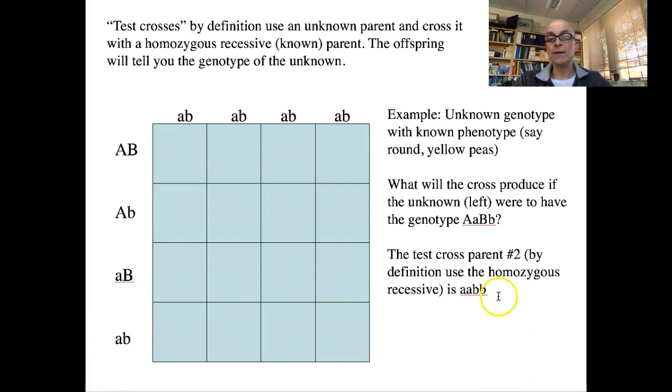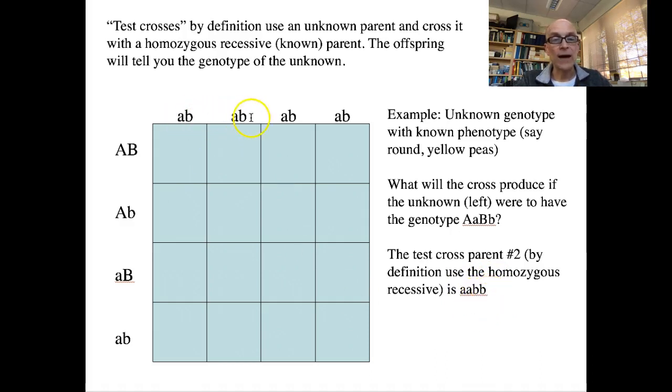Now for this guy, what are our possibilities for the gametes? Well, it's little a, little b, or this little a and that little b, or this little a and this little b, or this little a and that little b. So this one doesn't make that many different types of genotypes. All of the gametes will have the same genotype. That's the reason why you use a test cross, because it doesn't add any more confusion. It gives you exactly one type of gametes.